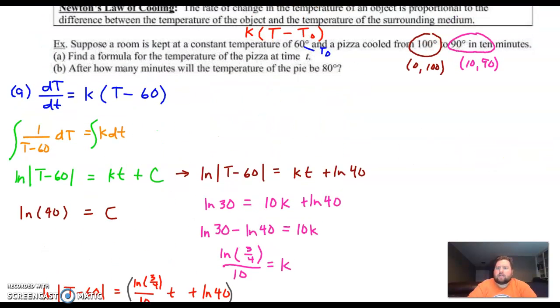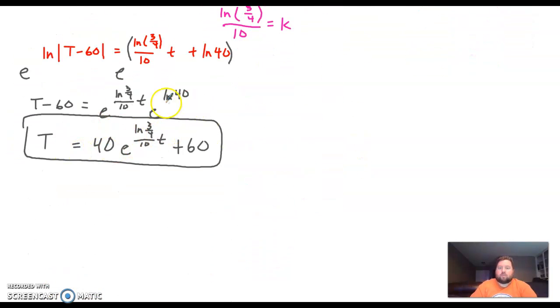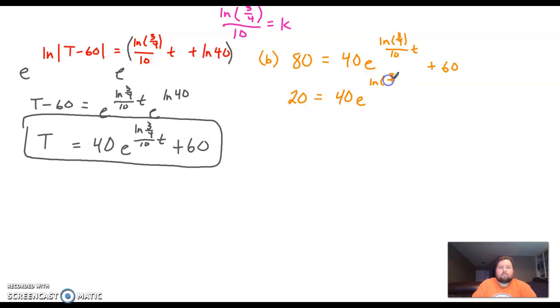Part B says, after how many minutes will the temperature of the pie be 80 degrees? Now that we have a temperature equation, we can do part B, which is to plug in 80 for T and solve for the lowercase t, the time. We're going to subtract 60 over here. We're going to divide by 40.